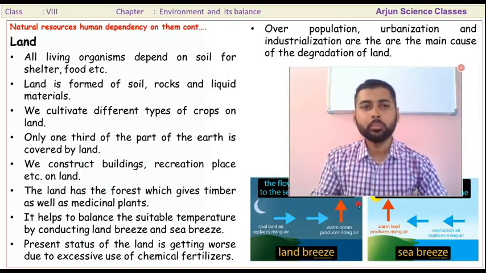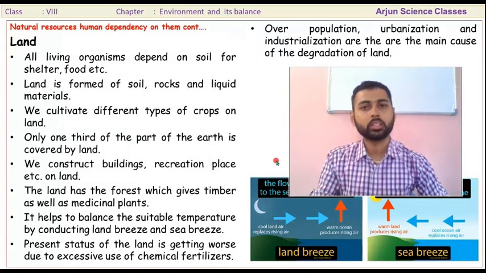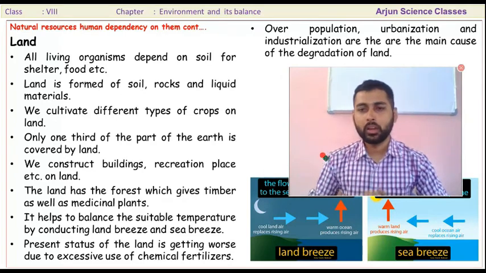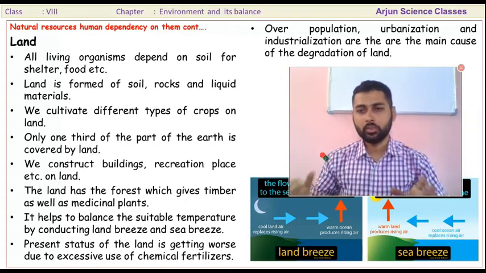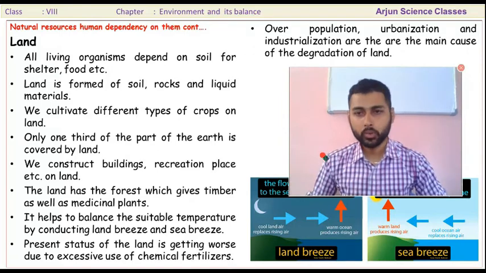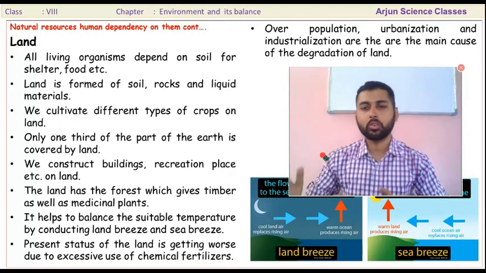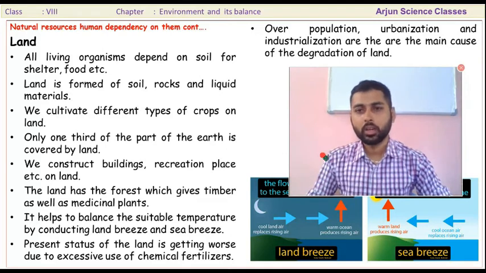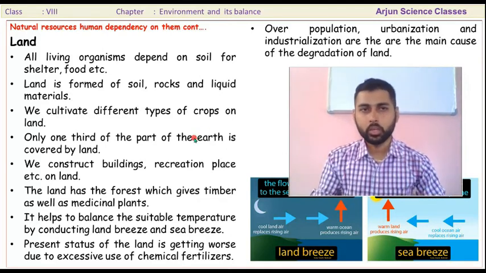So human beings depend on the land for various purposes. We cannot survive without land. This is one of the important natural resources. Land provides us a suitable environment to make our house. We can make our house on the land, and we can grow different types of crops on the land.